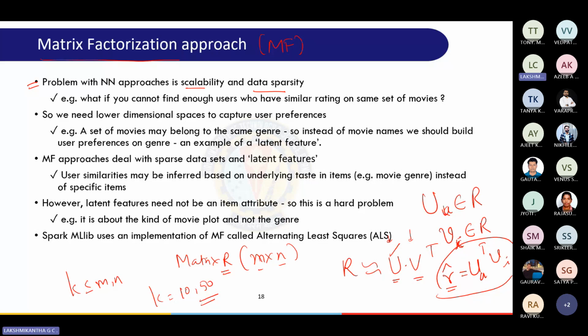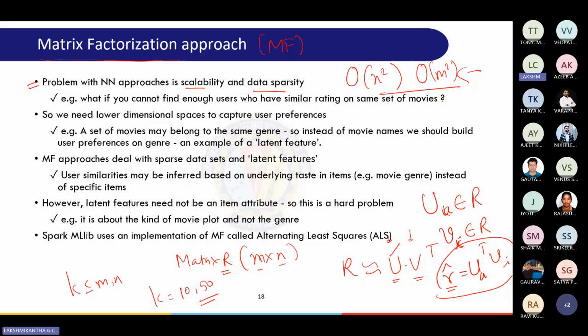Computing similarity, how much time will it take, guys? We need big O of n squared time or big O of m squared time. Correct? So this is more expensive in terms of scalability. And what about sparsity? Many missing entries make similarity unreliable. These are the problems with the NN approach.